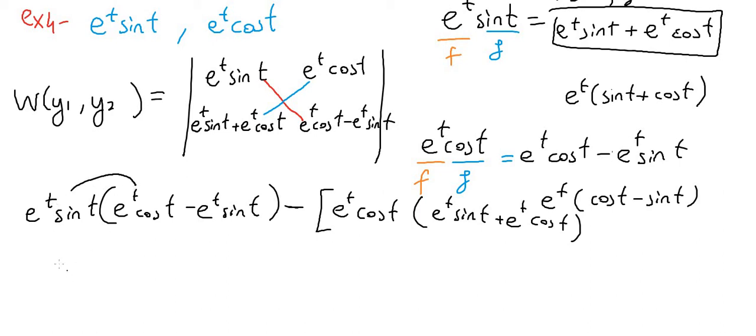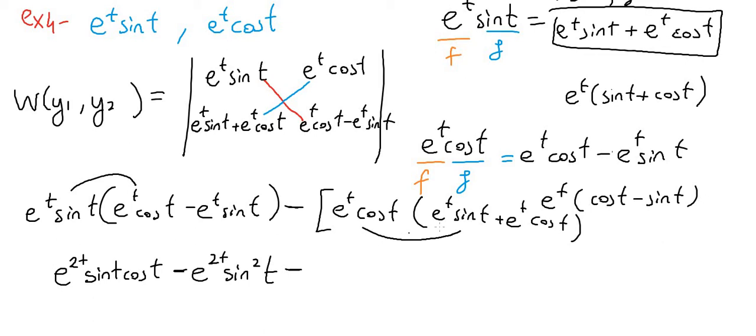So e to the t times e to the t is e to the 2t. We combine the powers. And sine t times cosine t is sine t cosine t. Minus, again, e to the t times e to the t is e to the 2t. And sine t times sine t is sine squared of t. Minus e to the t times e to the t is e to the 2t. And cosine t times sine t is sine t cosine t. And finally, e to the t times e to the t is e to the 2t, and cosine t times cosine t is cosine squared of t.